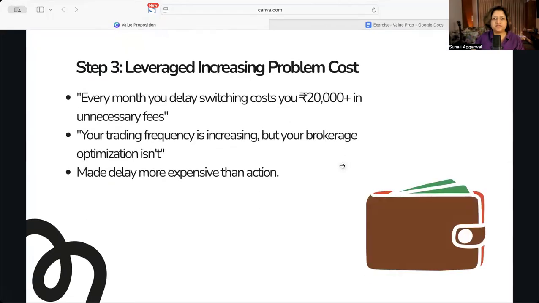They leveraged increasing problem cost. So every month you delay switching, 20,000 in unnecessary fees, you're losing money, right? Your trading frequency is increasing, but your brokerage optimization isn't. That made delay more expensive. So they always showed how your inaction is costing you.